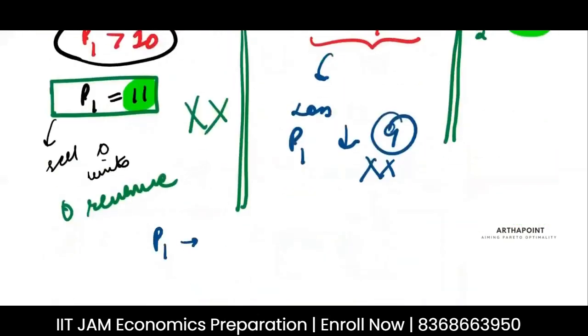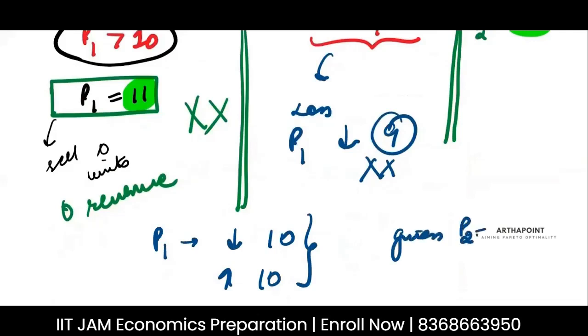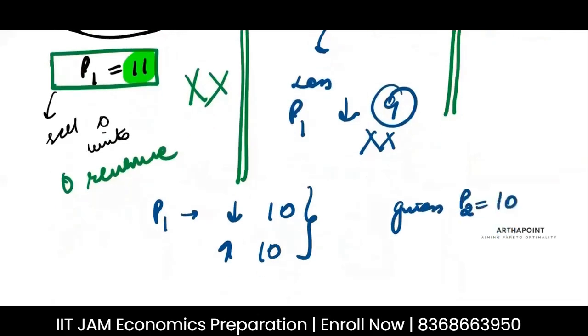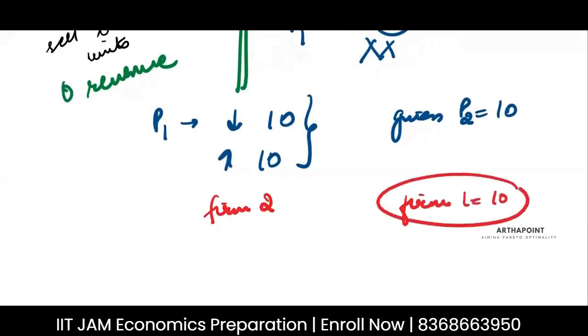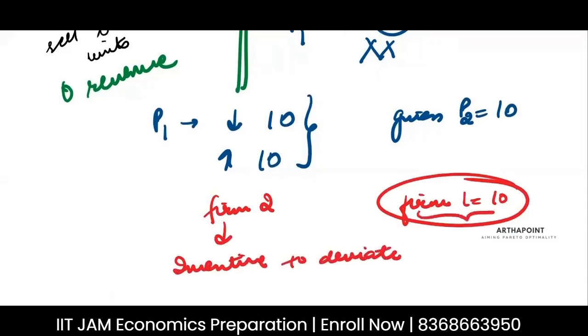It does not want to lower its price below 10. It does not want to increase its price above 10, given firm 2 is charging 10 rupees. Can you argue similarly for firm 2 also? Yes. If firm 1 charges 10 rupees, does firm 2 have incentive to deviate? You always hold others' strategy constant.